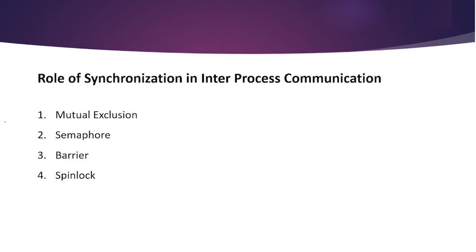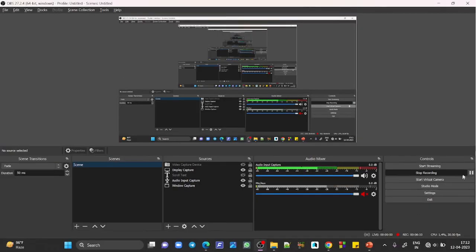The next point we have is synchronization in inter-process communication. So here we have the first point, that is mutual exclusion.